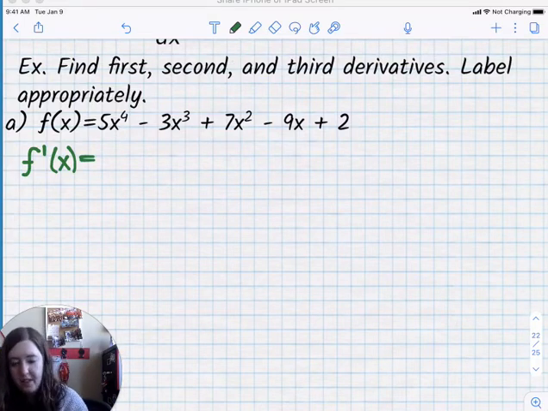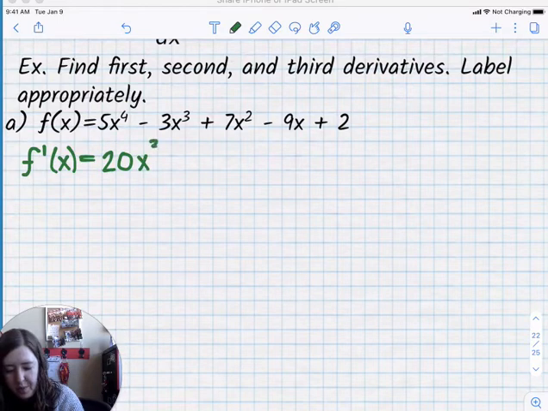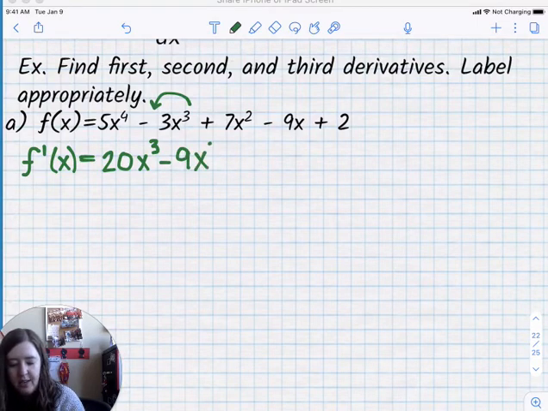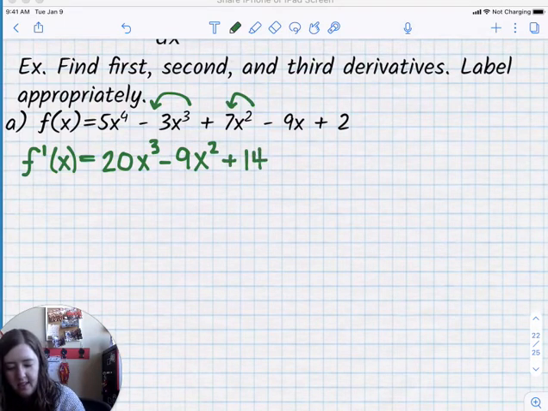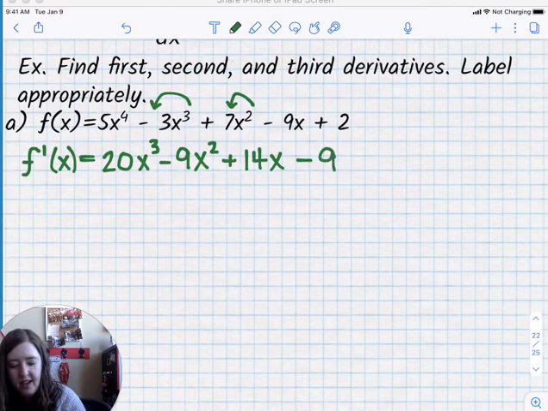We'll bring that first power down, multiply, so we'll have 20x to the, subtract 1 from the power, so it's 3. Bring our power down and multiply, so negative 3 times 3 is negative 9x. Subtract 1 from the power, squared. Bring that power on down and multiply, so we'll have 14. Subtract 1 from the power, so that's just plain old x. The derivative of negative 9x is negative 9. And then the derivative of 2 is 0. So there's the first derivative.